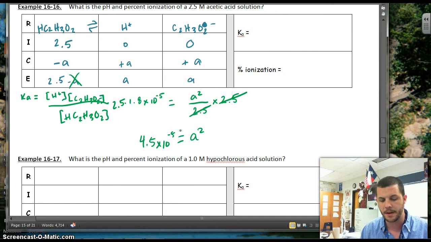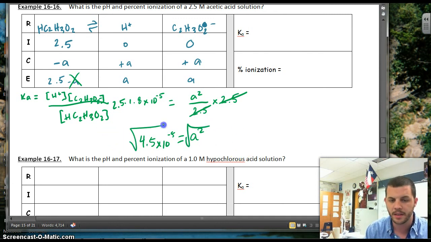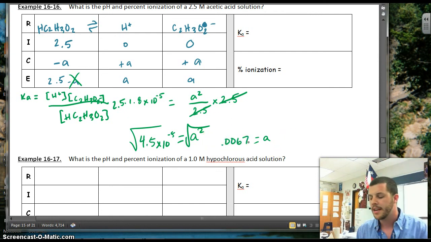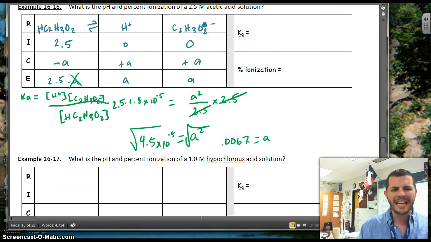Okay? And so now I need to take the square root of both sides. I get that A equals the square root of 4.5 times 10 to the negative 5, which is 0.0067. 0.0067.